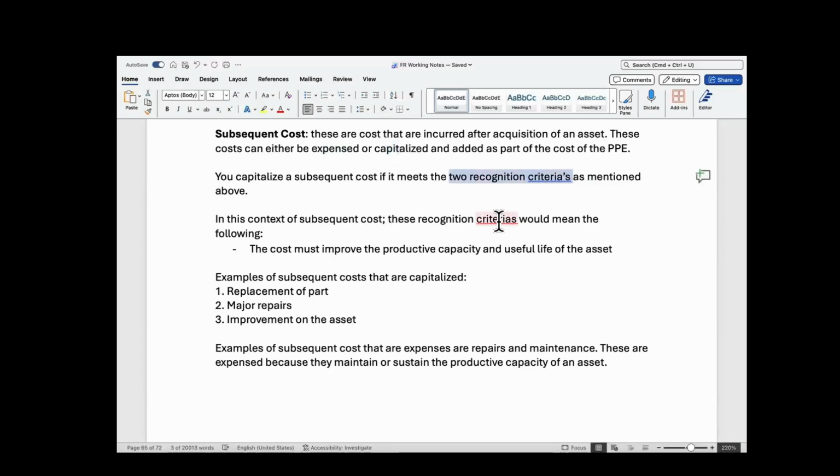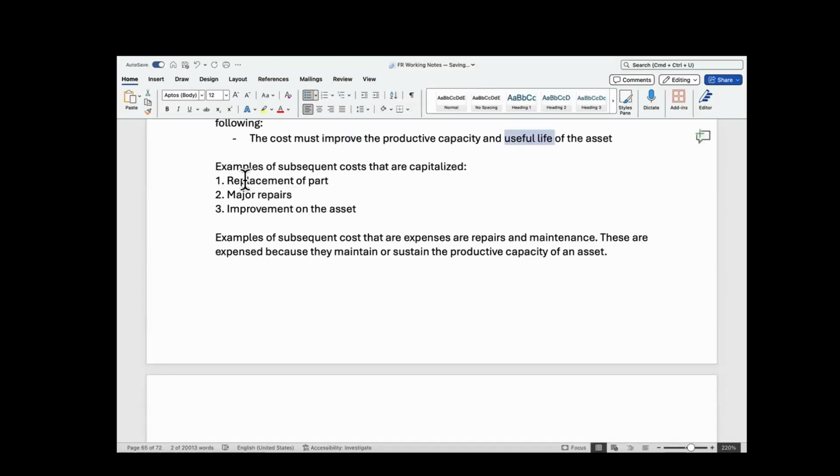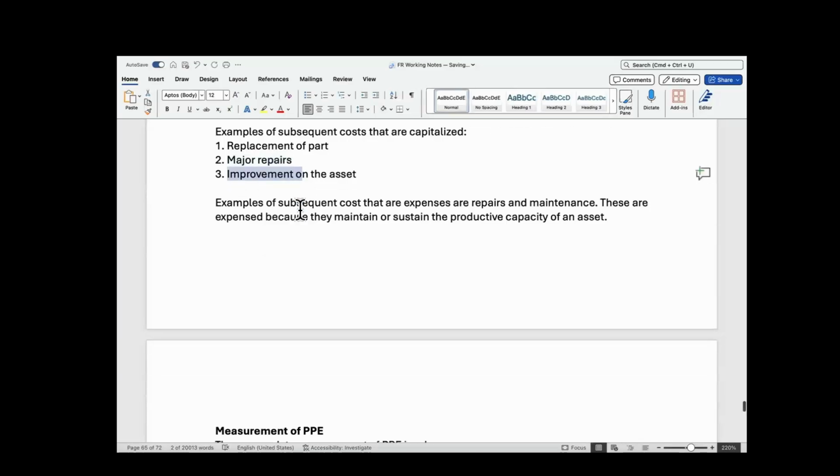The recognition criteria in this context would mean the following. Number one is that the costs must improve the productive capacity and also improve the useful life of the asset. And such costs that can do that are cost of replacement of parts, major repairs, or improvements on the assets. And the ones that cannot improve the productive capacity or useful life we call repairs and maintenance, because they majorly maintain or sustain the productive capacity.